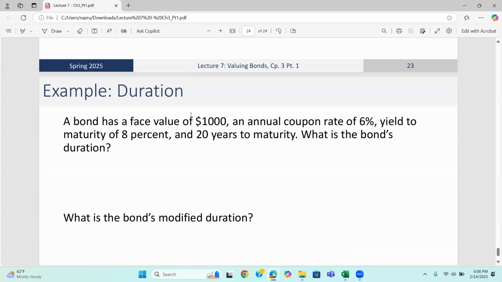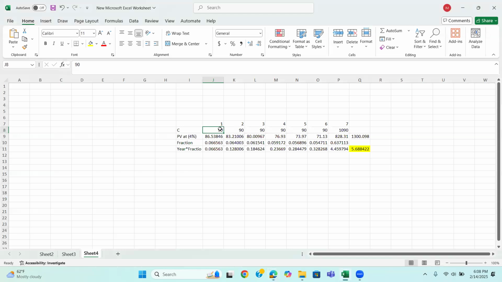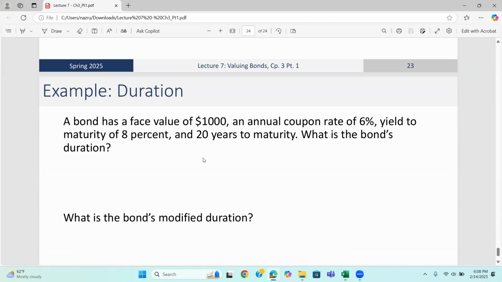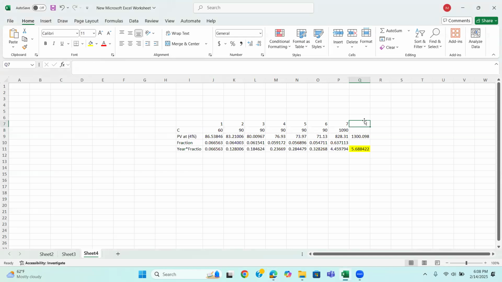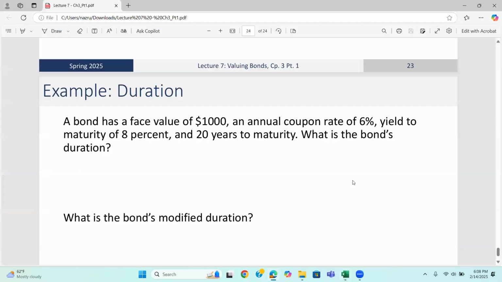So let's see. A bond has a face value of 1,000 and the coupon rate is 6%. So it should be 60. So instead of 90, let's write 60 here. And how many years? 20 years to maturity. So it should go from 7 to 20. You have to do it for 20 years, and it should be 60 for all 20 years.